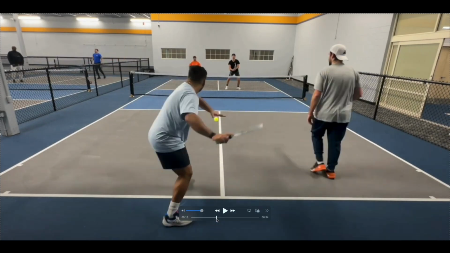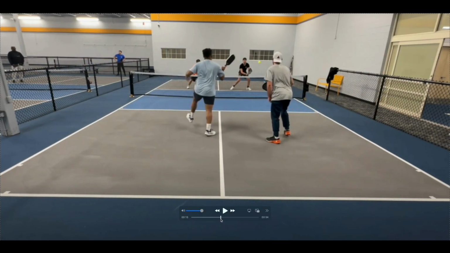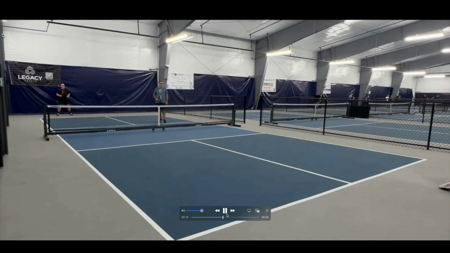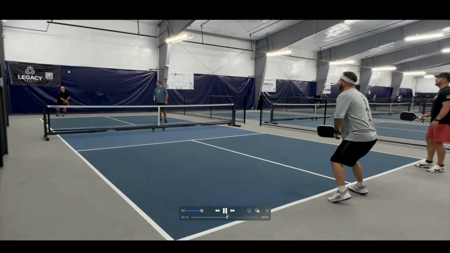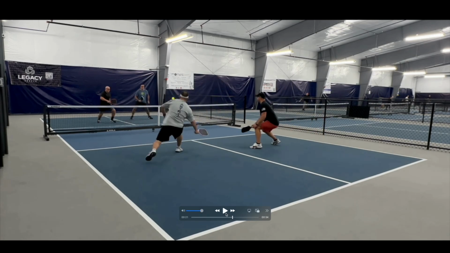So let's call it a drive and drop combo. It's done often. It's a great play. And there you go. The next is this drive.